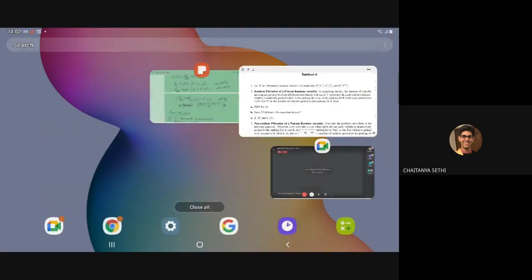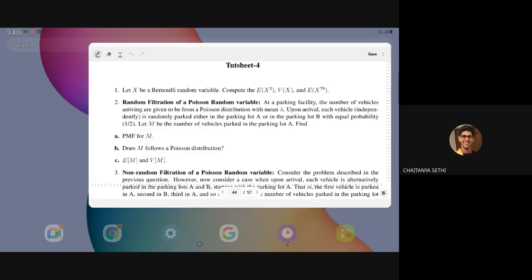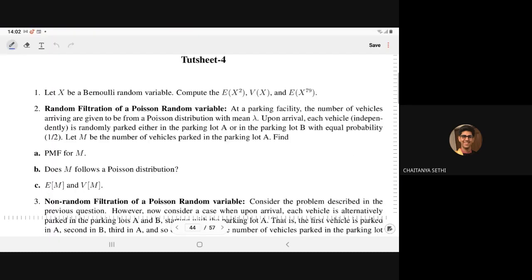Sir, question 7 of the last tutorial sheet was remaining, the binomial one. Okay, at last we do. No problem. I have started this. So at last we do.